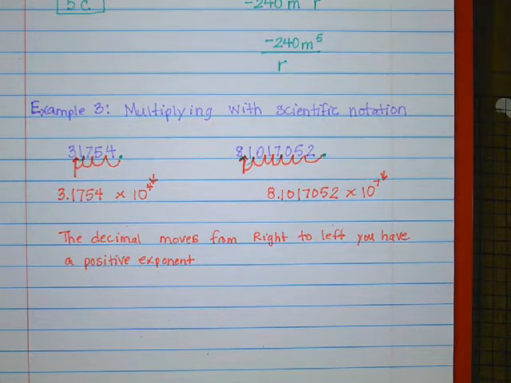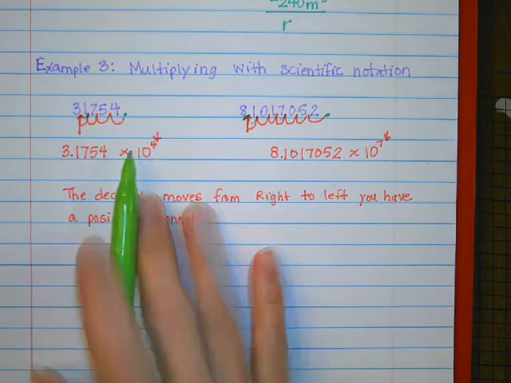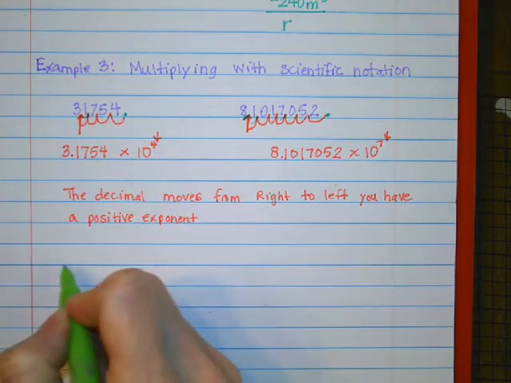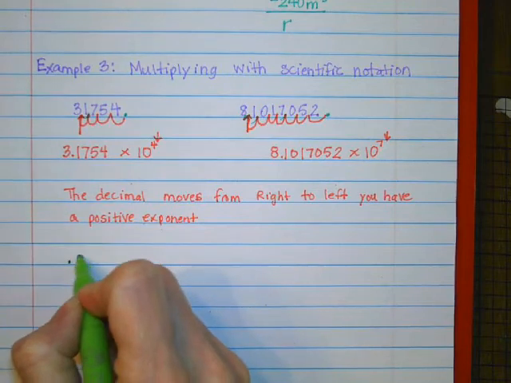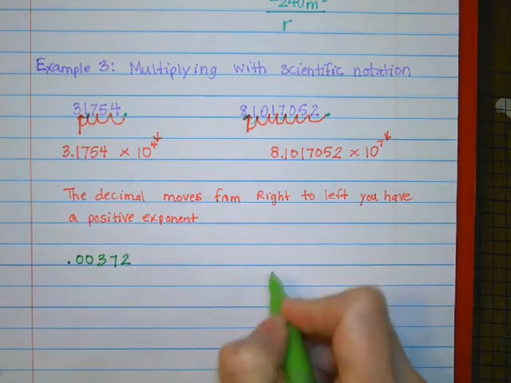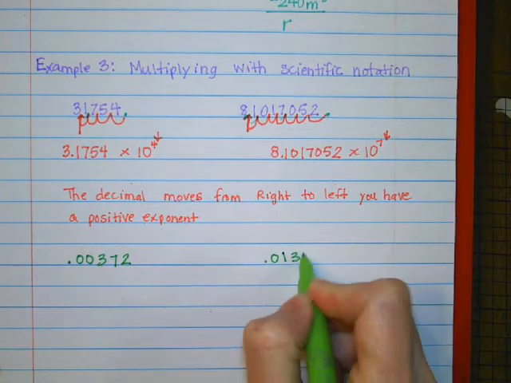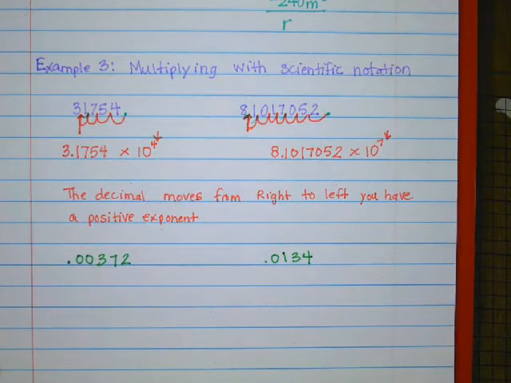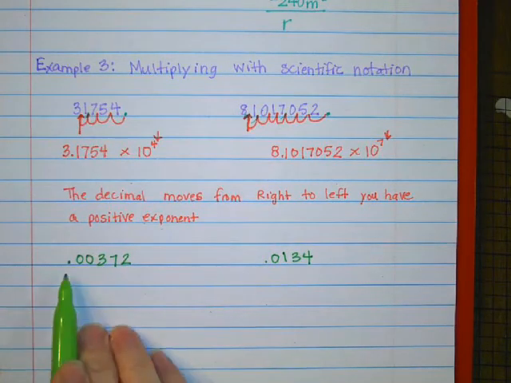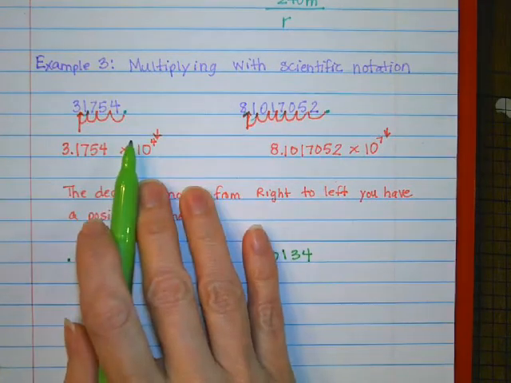Okay, so sometimes our decimal will not be on the right, but our decimal will start on the left. So we're going to start that with 0.00372, and we'll do 0.0134. Nothing crazy. All right, so now this time, our decimal is already in existence, and it's starting on the left-hand side instead of on the right-hand side.